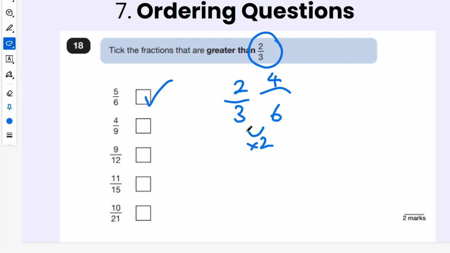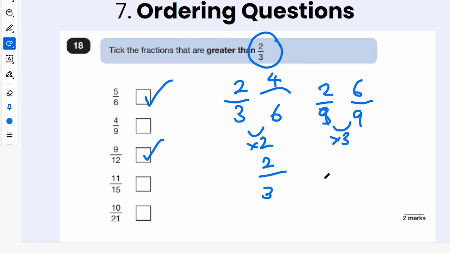What about 4/9? Well, to turn 2/3 into ninths, I've got 2, times that by 3, 2 3s are 6, 6/9. So that's not greater. What about into 12ths? Well, 9 over 12 is the same as 3/4, which is greater than 2/3. And then 11/15. Okay, so 2/3 again, times by 5. 2 5s are 10, so that one is greater because 2/3 is 10/15.